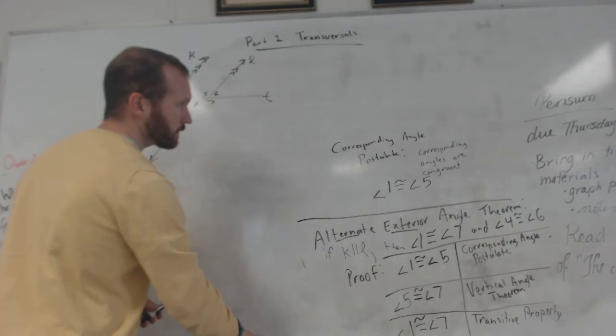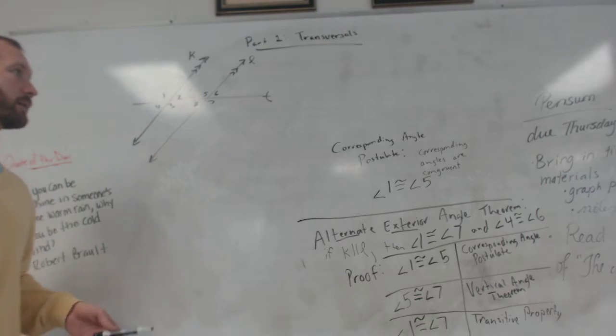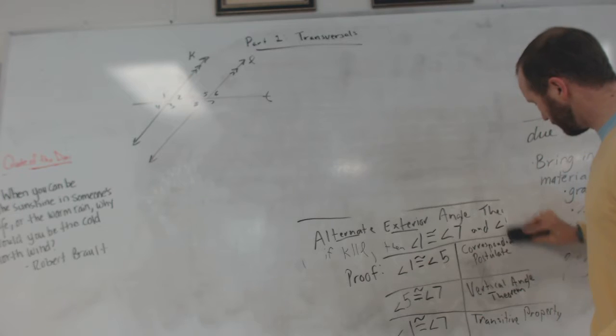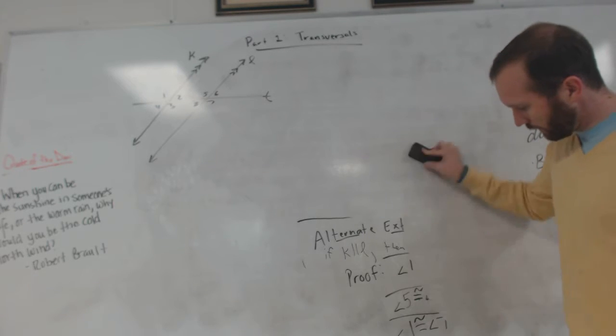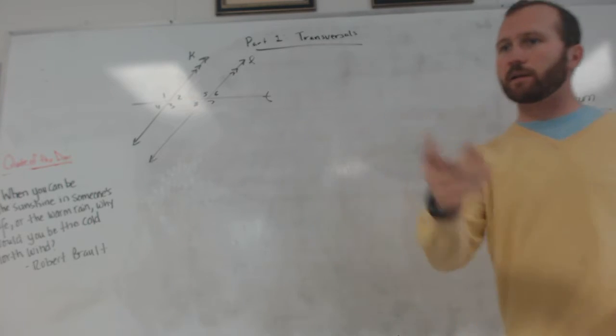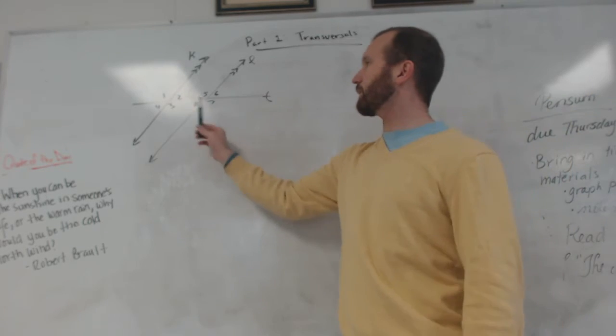Okay, so this is called alternate exterior angles. Who can tell me what the alternate exterior angles are in that diagram? There's two sets of alternate exterior angles. What are they? 1 and 7, and 4 and 6. 1 and 7, 4 and 6.